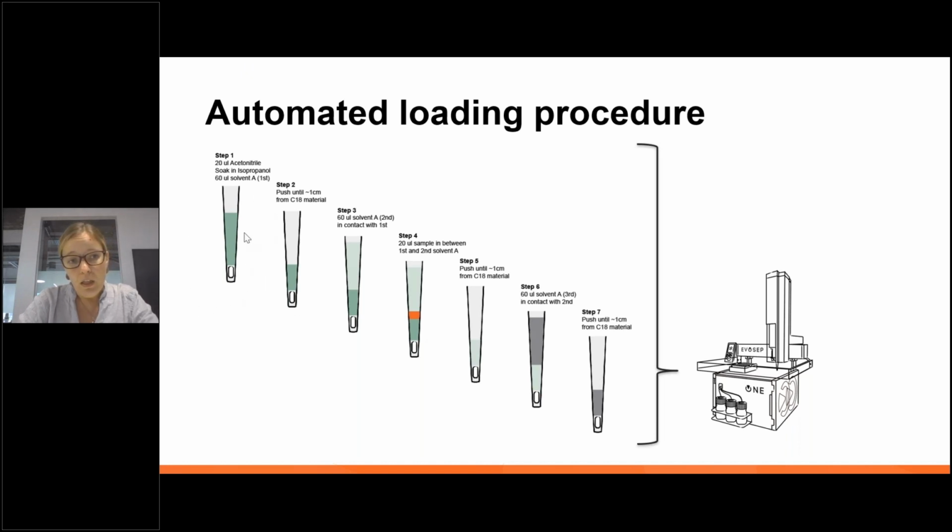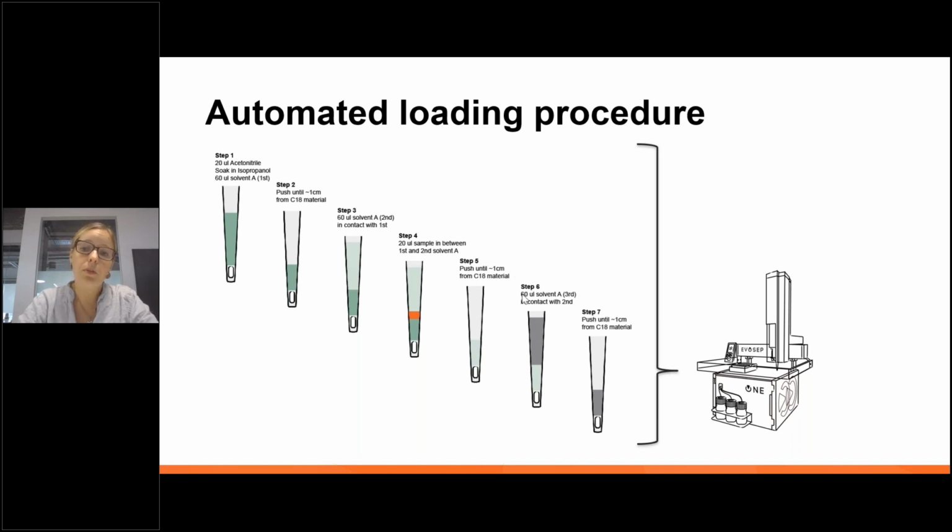So initially we soak the tips in isopropanol on the Opentrons, and then we add 60 microliter of solvent A, which we will then push through to a sufficient liquid level. On top of this, we will add another solvent A plug of 60 microliter, and then we will add our sample of 20 microliter in between these two solvent A plugs as a sandwich, and then simply push through the sample, and then again add another layer of solvent A and push that through.